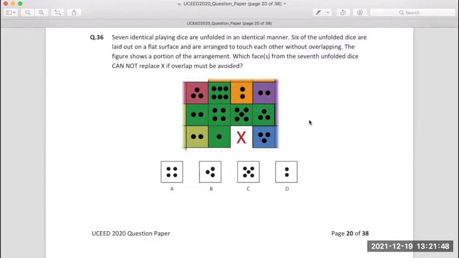A and B. Okay, it's wrong. It's very, very clear. Do you see the option A and C? Yes. Where are the option A and C placed in the dice? They are coming in the middle here.